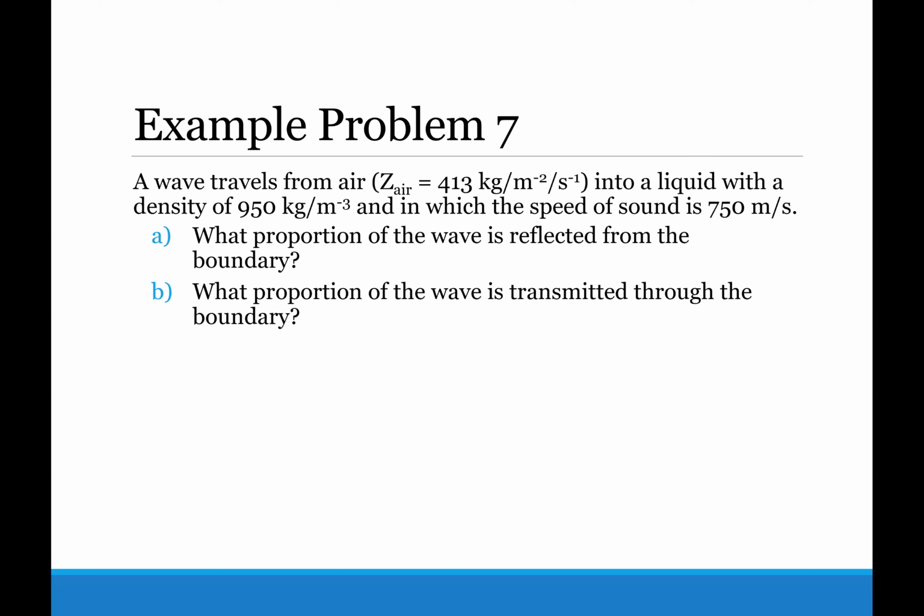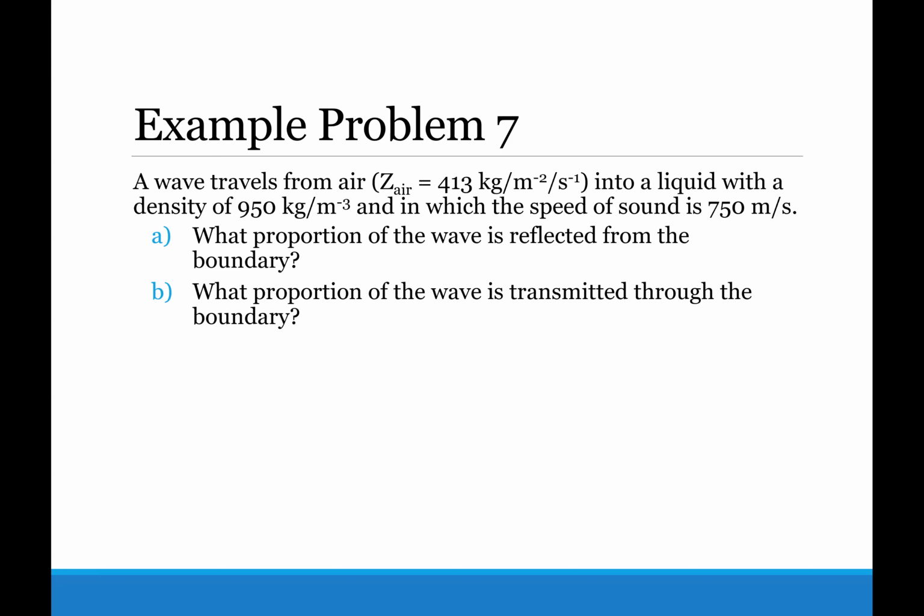Example problem 7 reads, a wave travels from air into a liquid with a density of 950 kilograms meters minus 3, and in which the speed of sound is 750 meters per second. A asks us for the proportion reflected, and B asks us for the proportion transmitted. So this problem is kind of like example problem 6 that we just did with an added step.